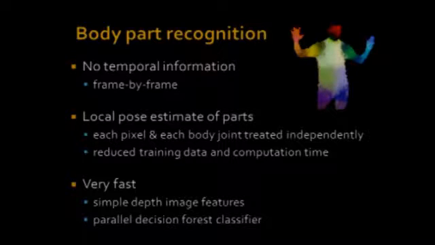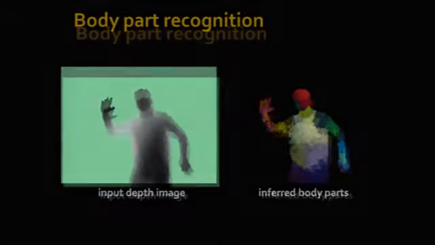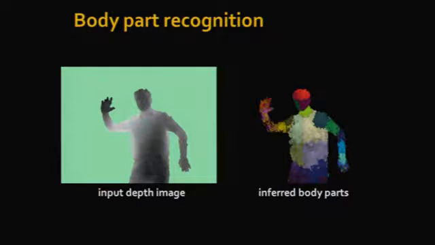It can't iteratively fit a model and see how well things are fitting. You basically have to look in a small local region and decide, by looking at a set of pixels around that, what you think the body part is. So let's look at how this works. This is the input depth image and the inferred body parts.